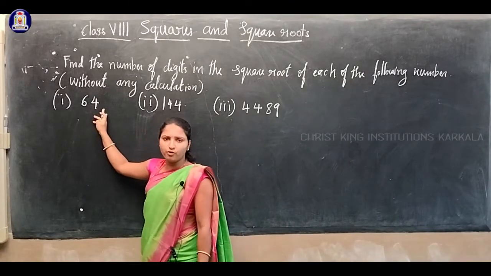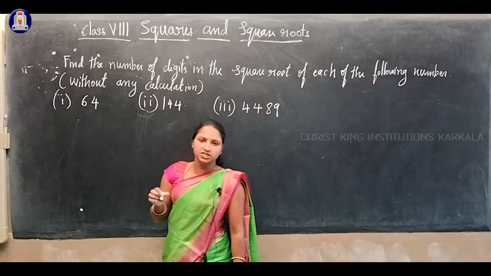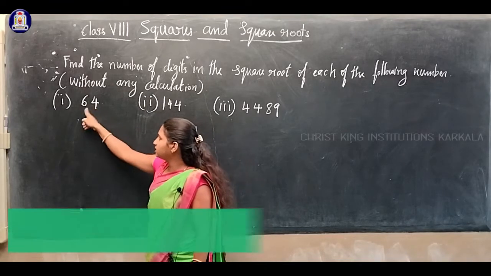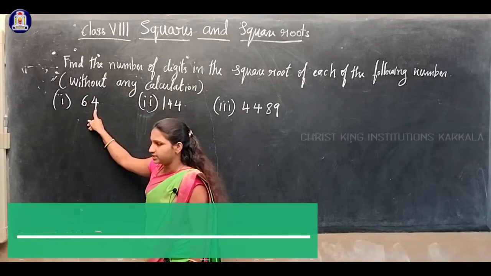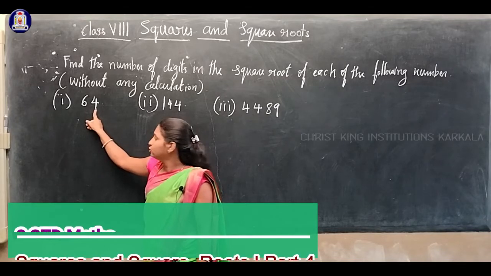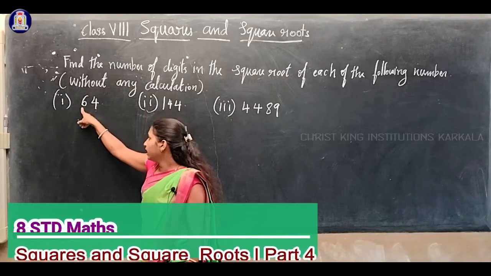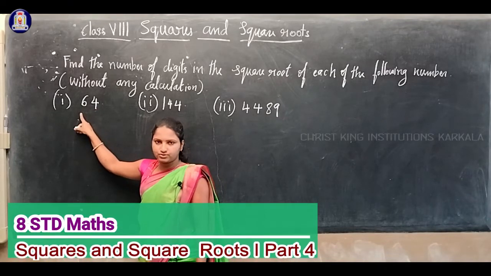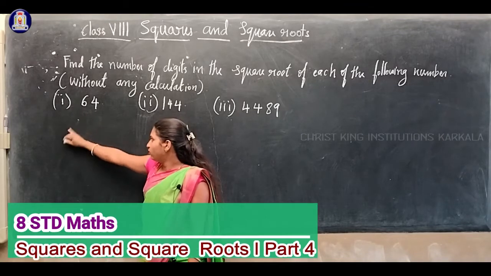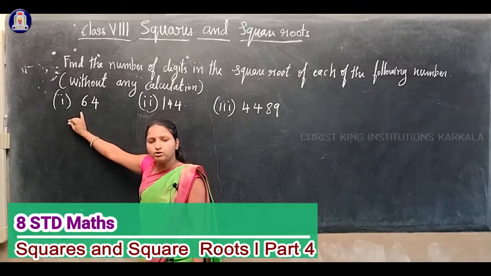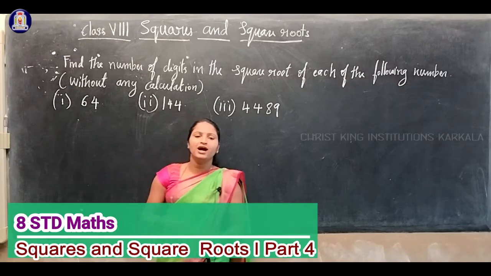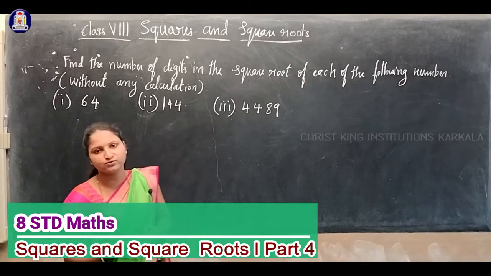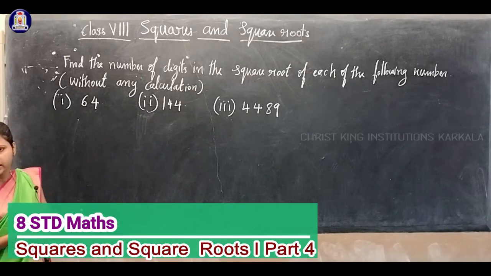So 64 contains how many digits? 2 digits, right? One is 4, another one is 6. So now what do you have to find? The square root of 64 contains how many digits?